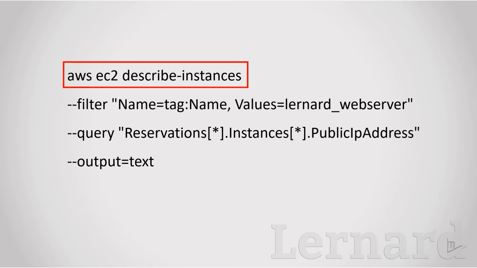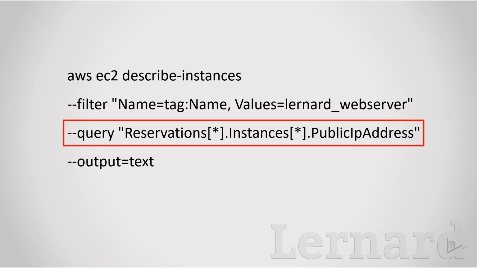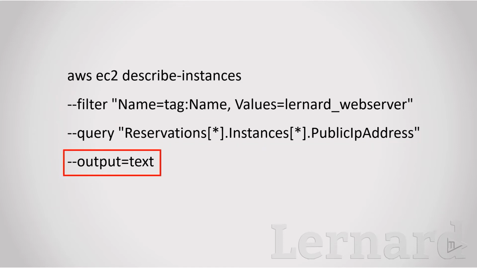That alone would give me a huge list of details about size, memory, name, IP, disk and all that for every server running, but I specifically only want the public IP address of our web server and nothing else. Next then, I'm going to filter that list with the --filter option, followed by specifying that I want the name tag to be Lernard_webserver, although of course in your case change this to whatever you choose to call your server. I'm then going to use this query option to give me only the instance public IP address, and then finally I'm going to choose text as the output format.